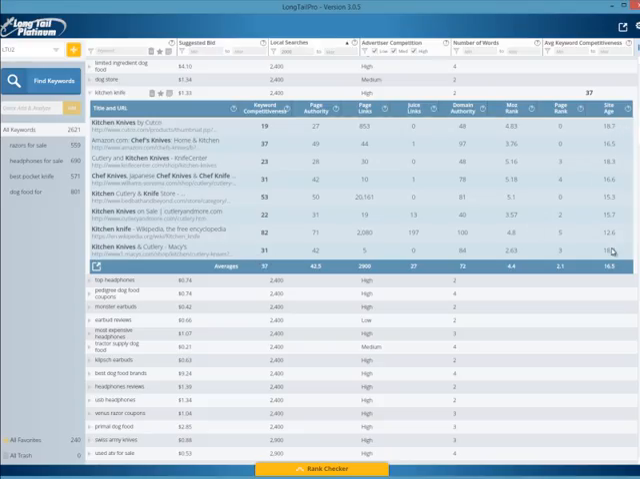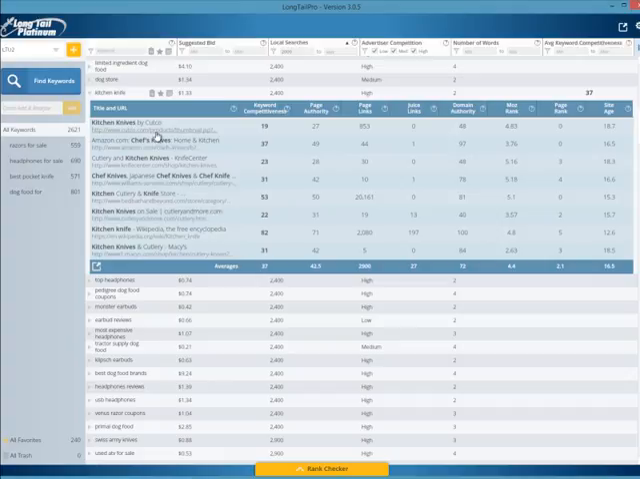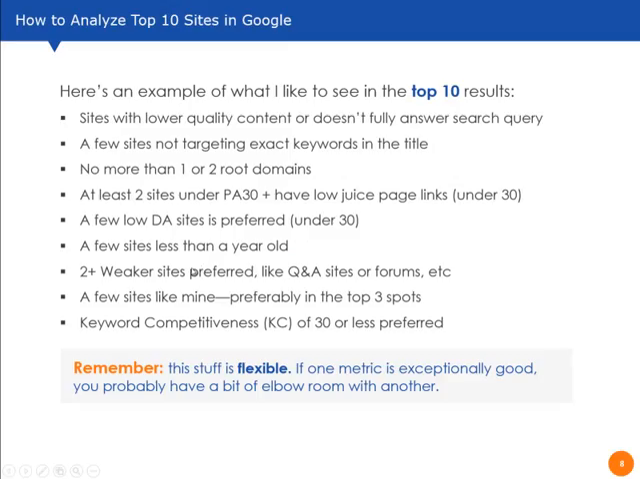I don't see a single site under a year or even 2 years old. The youngest site is almost 13 years old, and it's Wikipedia. So I can already tell you this is not a good keyword, but let's finish up our checklist. 2+ weaker sites preferred, like Q&A sites or forums. I don't see any Q&A or forums or weak types of sites in here.